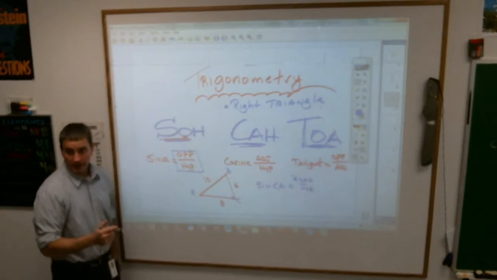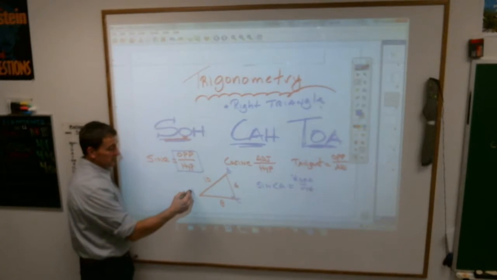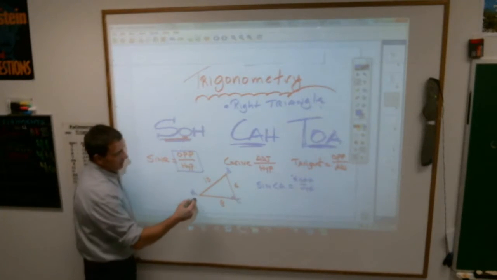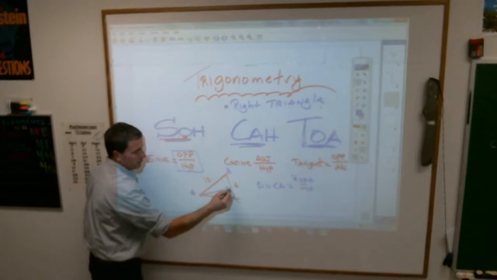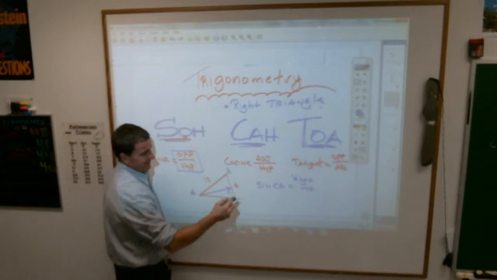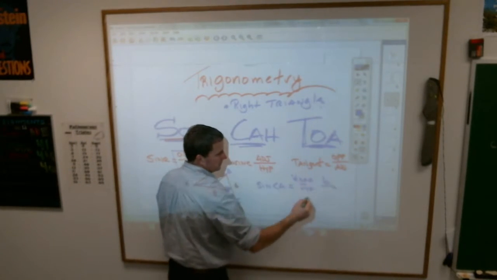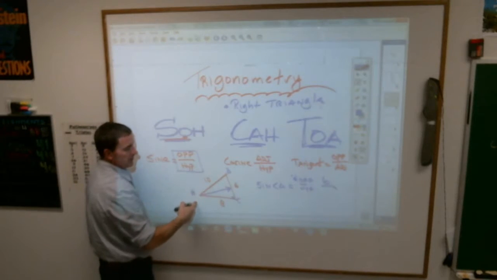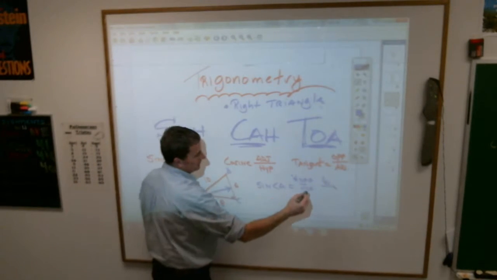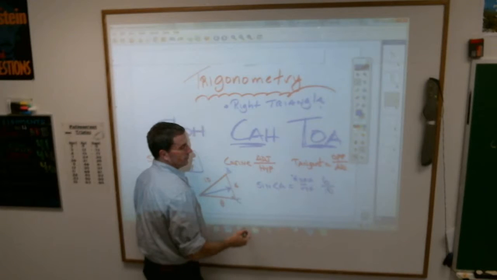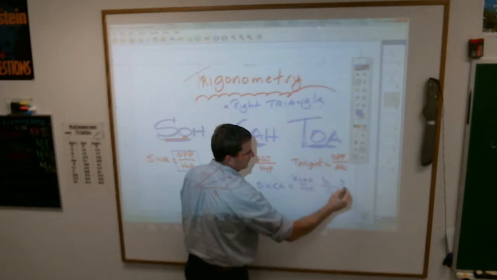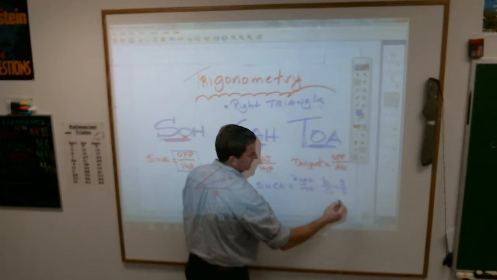So you are looking specifically at angle A, which is this angle. What side is opposite of angle A? How long is that? 6. Okay. What is the hypotenuse of this triangle? 10. So the sine of angle A equals 3/5 or 0.6.